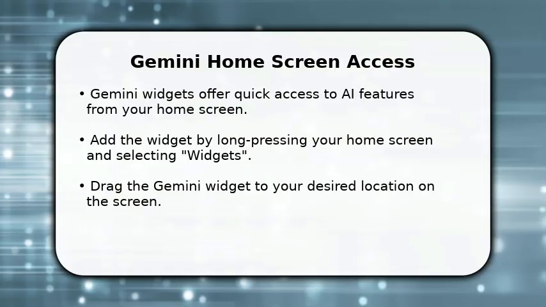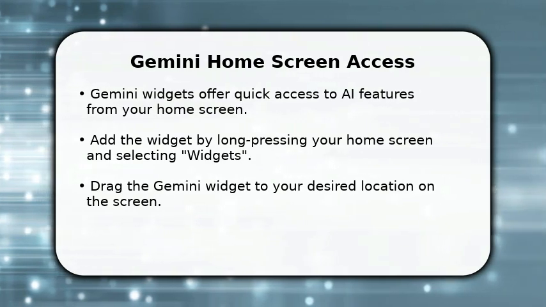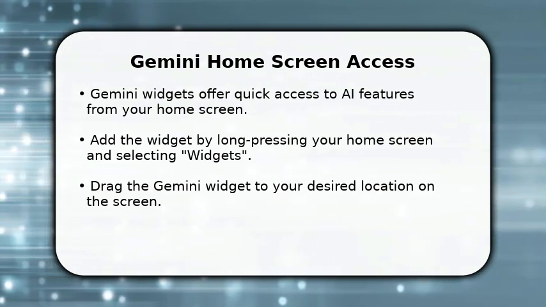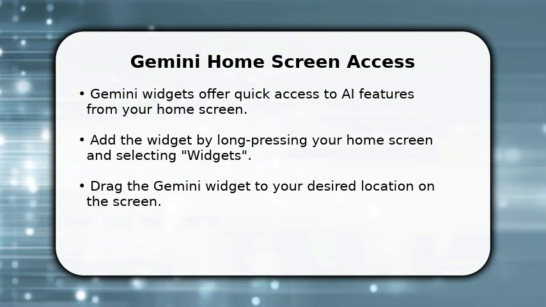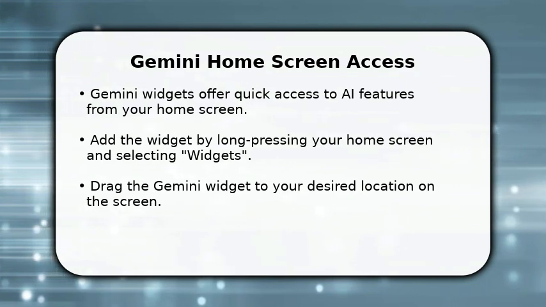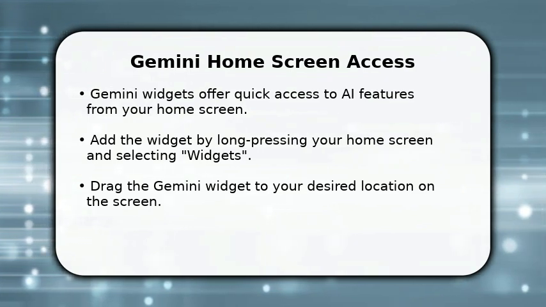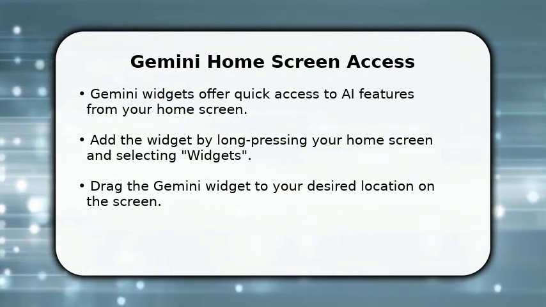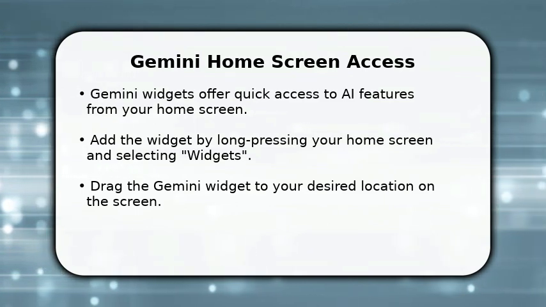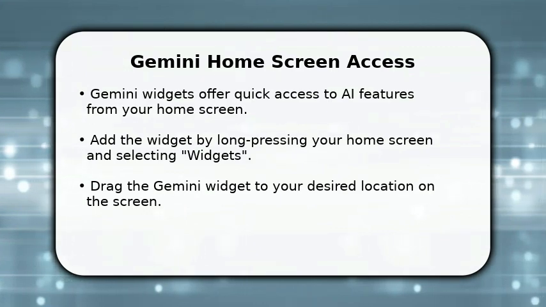Enjoy the video. In this video, I will show you how to use Gemini directly from your phone's home screen. First, ensure your device runs Android 10 or higher or iOS 17 or higher. To add the widget, simply long press an empty space on your home screen. Then, tap Widgets, find Gemini in the list, and drag it to where you want it to live. This makes accessing Google's powerful AI incredibly convenient, right at your fingertips.